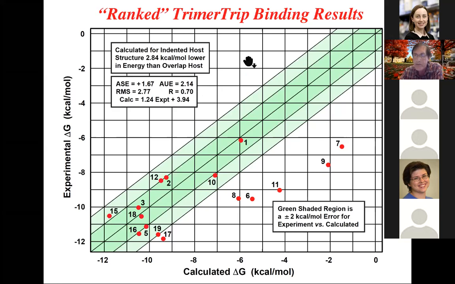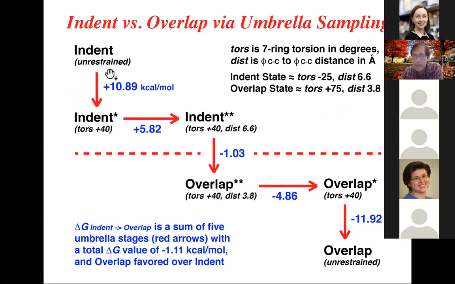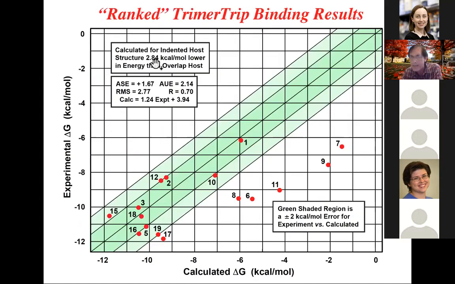And so after the fact, we went back and did this, what I think is correctly. We used a series of umbrella sampling calculations to rigorously interconvert the unligated, unrestrained indent conformation and the unligated, unrestrained overlap conformation. We ran about 50 windows driving distances and torsion angles to interconvert them. And what we decided in the end is that the overlap conformation is preferred by a little more than a kilocalorie. Well, that's not what was in our original prediction. The original prediction had the indent conformation favored by almost 3 kilocalories.